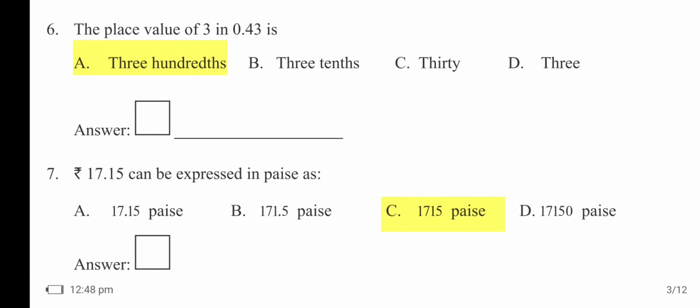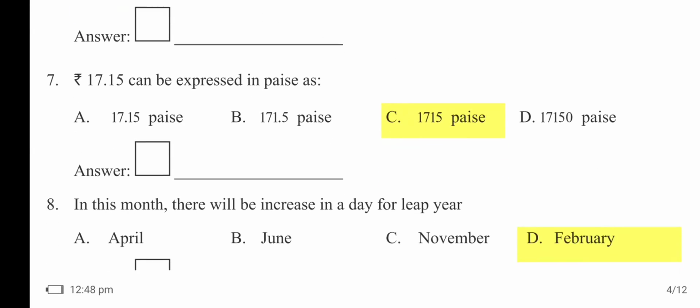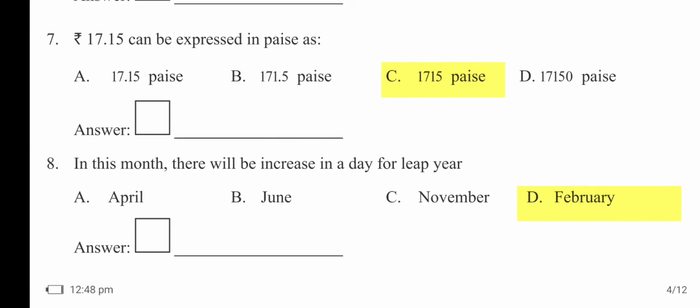The place value of 3 in 0.43 is, so the third place value will be hundredth. Rupees 15 paisa can be expressed in paise as, so when we calculate we get 1715 paise. Option C is the right answer.